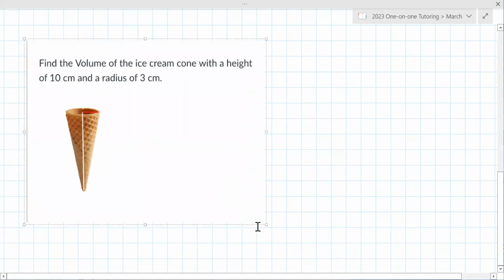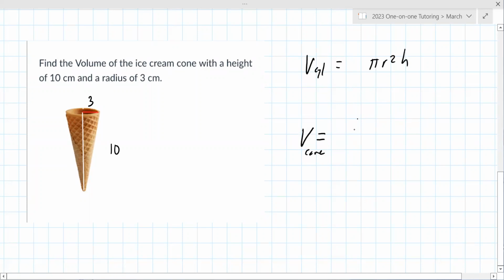Find the volume of the ice cream cone with a height of 10, radius of 3. So we got 3, height of 10. What is the formula for a cone volume? Do you remember? Is it 2/3 times pi r squared times height? So yeah, it's similar to a cylinder, but you got to know these perfectly. I'll write the cylinder one up here: pi r squared h, and the cone is 1/3 pi r squared h.